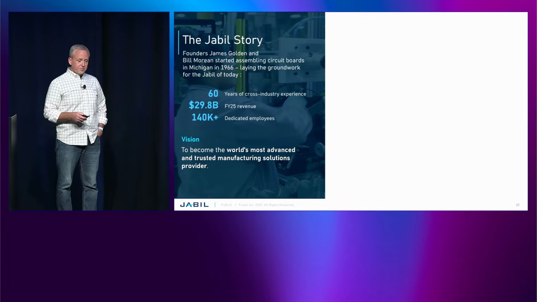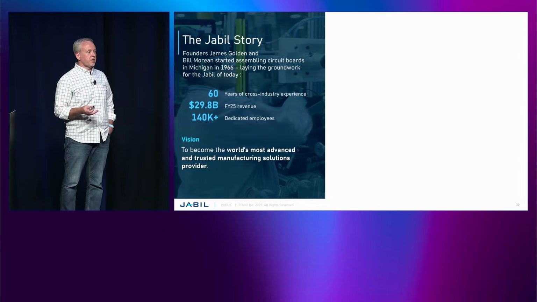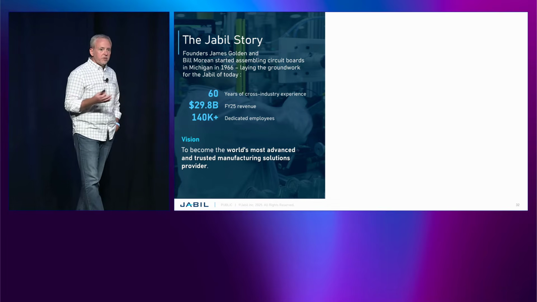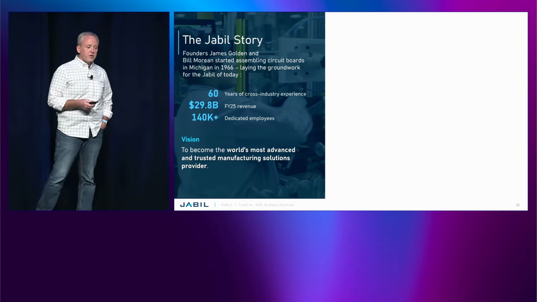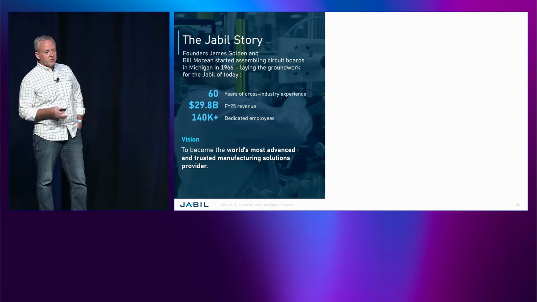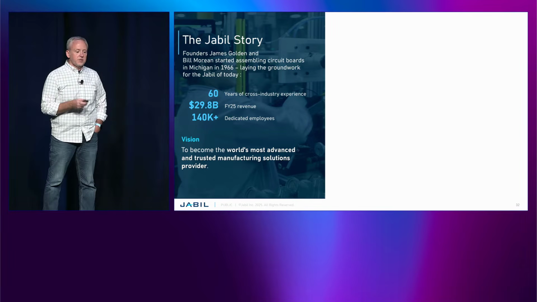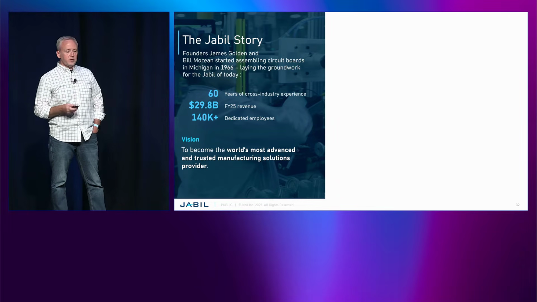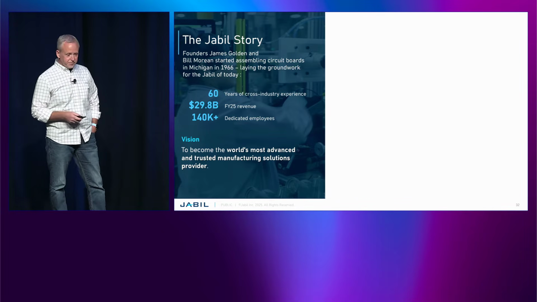And today I want to tell you a little bit about Jabil and what we're doing with Quick Automate and the Quick Suite. So first, Jabil is one of the world's largest contract manufacturers. It's kind of a big secret. Many of you don't know about Jabil. We've been around for just about 60 years. In fact, next year will be our 60th birthday. We were founded by James Golden and Bill Marian, starting in Michigan building circuit boards. So James and Bill, they put their names together. That's where we get Jabil from.